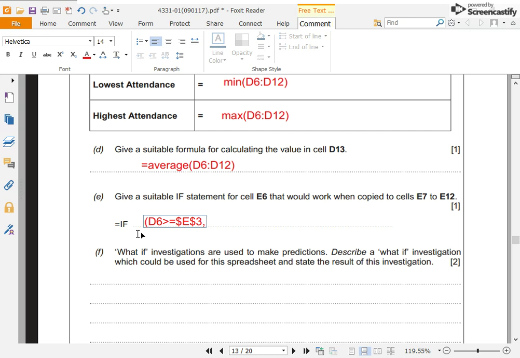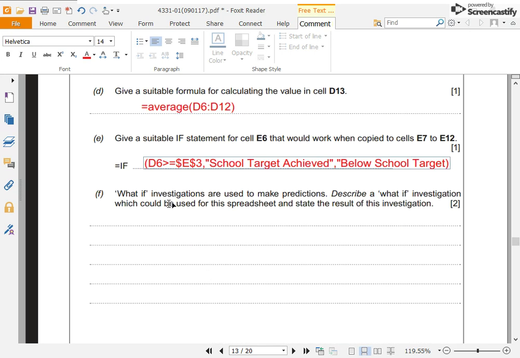D6 is greater than or equal to E3, then value if true. If that's true, I want to say school target achieved. You need to put in speech marks. Okay, another comma for the value if false. Below school target. Okay. No, that's hard. Give it a go, guys.